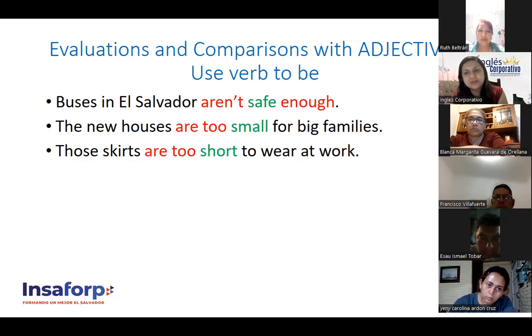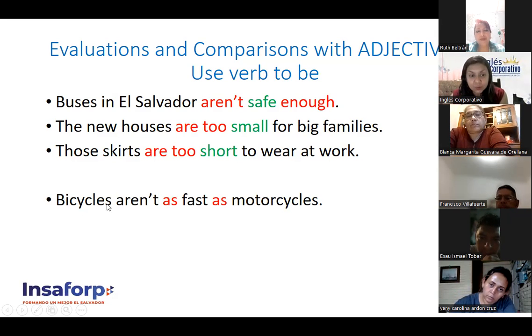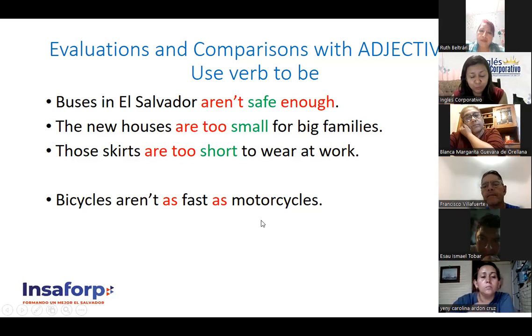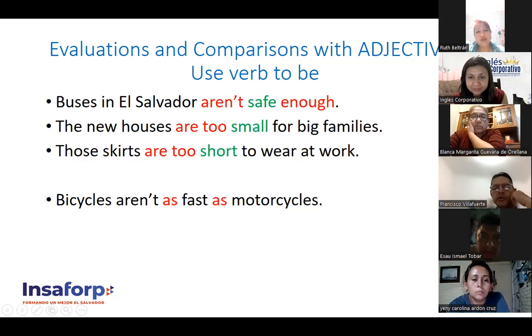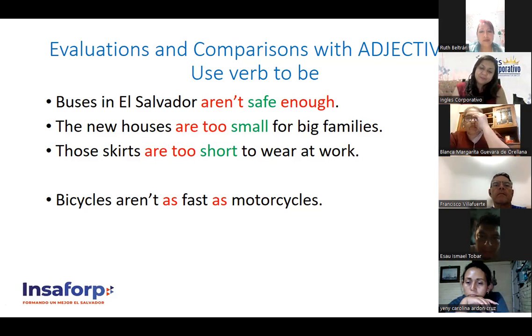Now, to make a comparison, to compare, what things am I comparing? I am comparing two things. Bicycles and motorcycles. That's correct. So I will say, bicycles aren't as fast as motorcycles. True or false? False. The motorcycle is too fast. Yes. Yeah, that's true. Bicycles aren't as fast as motorcycles. Motorcycles are faster.